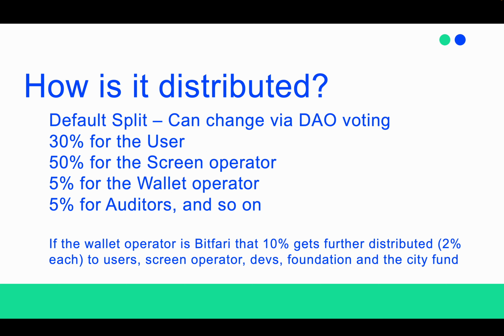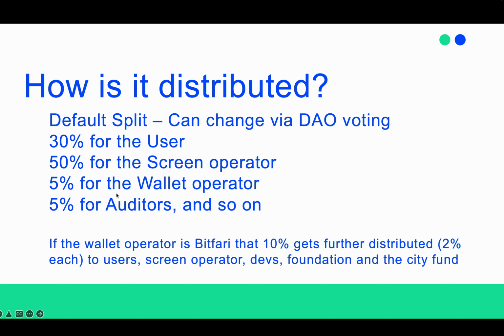So that's the split. Users get compensated for their attention. Screen operators get compensated for their operation, curation work, whatever. Sometimes they do promotion because they want to see the network grow. And then wallet operators, they integrate with the network and they get a cut. This can also mean developers, right? So developers could get like 5% if we are showing ads through a developer app that is connected to Bitfari. And then auditors get like 5% of every ad. That's another allocation. And I think this is fair.